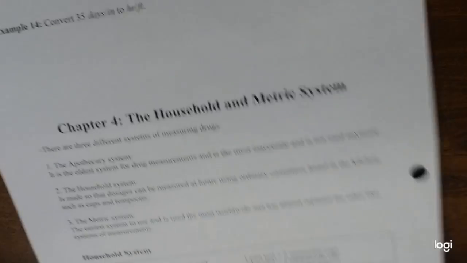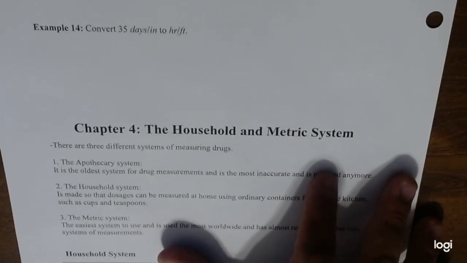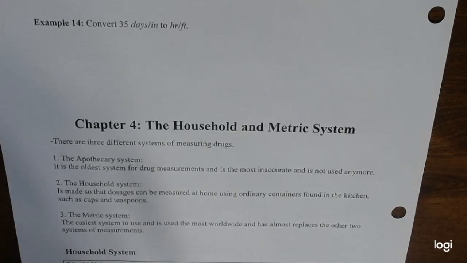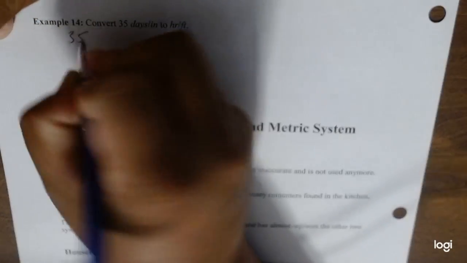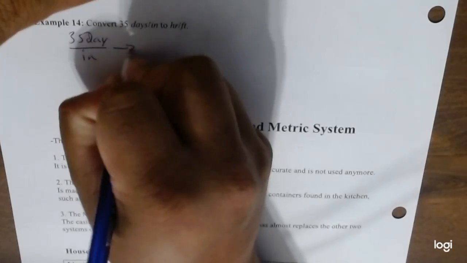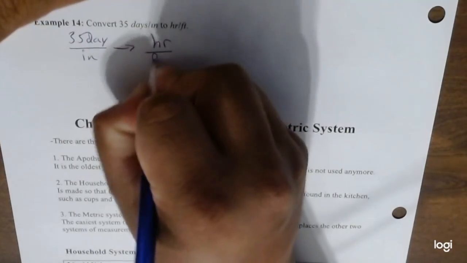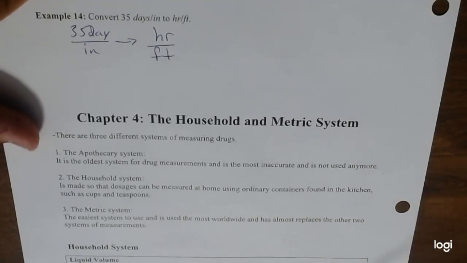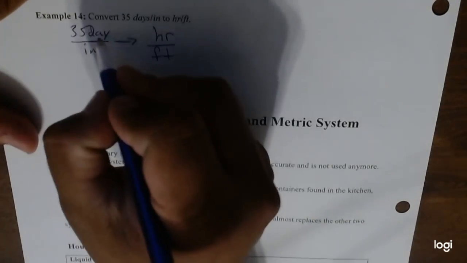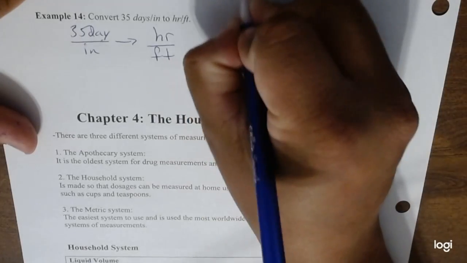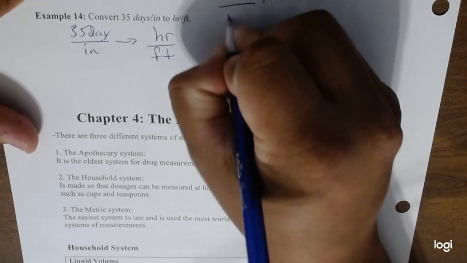All right, so let's try one more. Number 14 on the next page. Okay? So convert 35 days per inch to hours per feet. So this is 35 days over inch, and we want hours per feet. All right, so again, just do the top first, right? That's all we're going to do. Just do the top. So I'm going to start with 35 days.